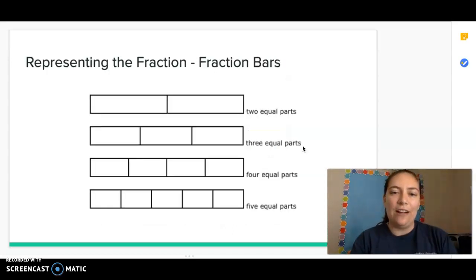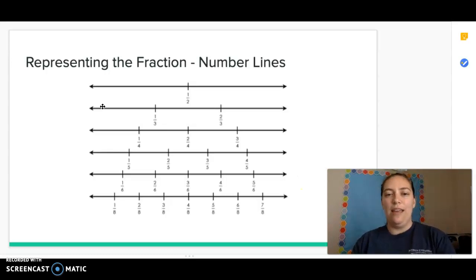Another way to represent fractions is a fraction bar. So that's kind of when you see 1/2 plus a half equals a whole. 1/3 plus a third plus a third equals a whole. A fourth plus a fourth plus a fourth plus a fourth equals a whole. 1/5 plus 1/5 plus 1/5 plus 1/5 plus 1/5 equals a whole. So those are fraction bars. So like if you split the fraction bar into 2 equal parts, it's still the same length as this one, it's just split differently.